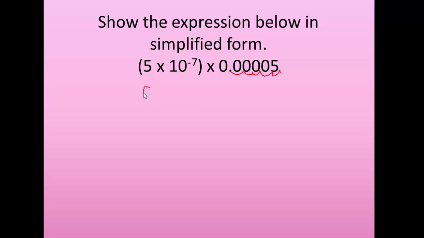So then we're going to have 5 times 10^-7 times 5 times 10^-5. Okay, so now our front numbers can stay the same. So 5 times 5 is 25.